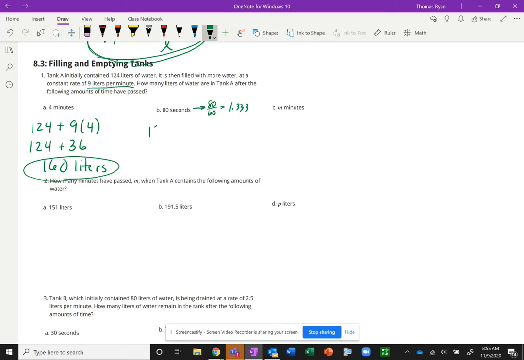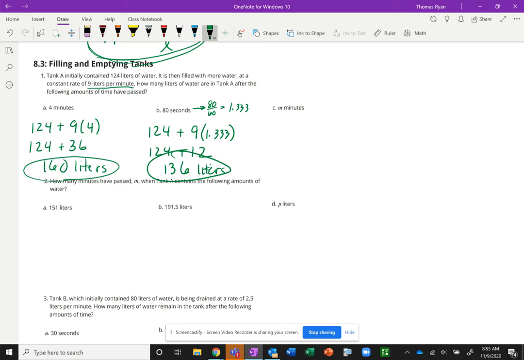But either way, there's 124 to start, and we are adding 9 liters per minute, and we're repeating that 1.333 times. So 9 times 1.333 comes really, really close to 12. And remember, if you used 4/3, it came out exactly to 12. So we didn't quite add as much, but that's because we only went for 80 seconds instead of 4 minutes. So in this case, we have 136 liters.